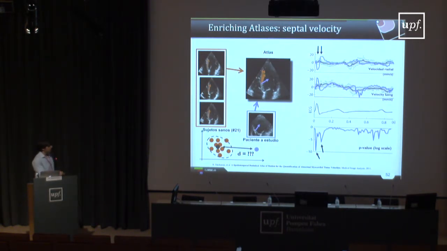Okay. Here, in this 2D representation, this will be the normal movement of the wall, and this would be an outlier. And it can be very helpful in order to detect abnormalities in the motion of the heart, because this information is encoded in the atlas.